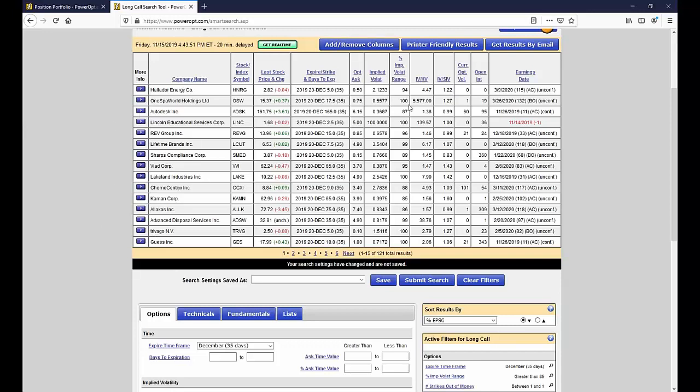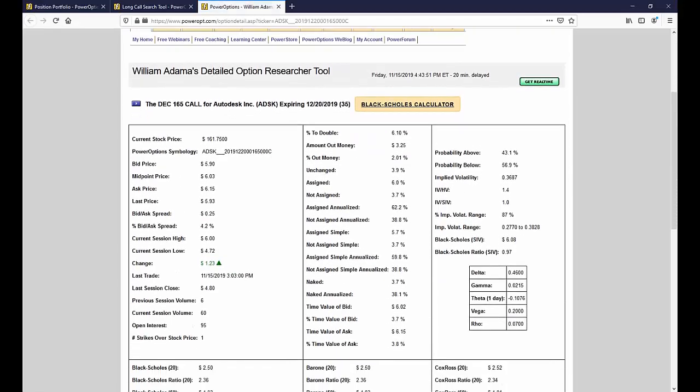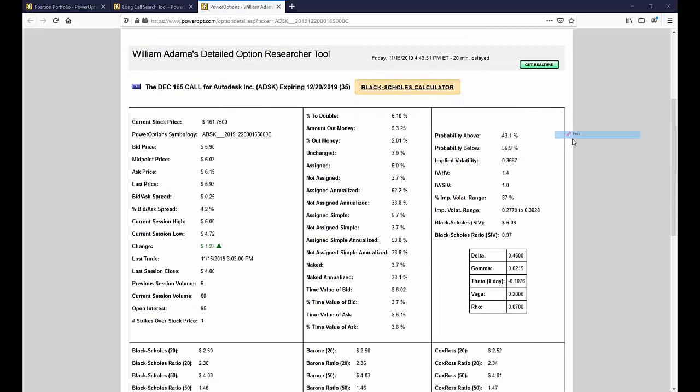So real quick, what I do is that, yes, I see I'm at the 87 percentile of my IV range. The current implied volatility is 0.3687. So I would just quickly go to Research, Option Research. This is actually pretty good. There's my implied volatility. There's my IV range. And here is my actual implied volatility range, 0.277 to 0.3828.